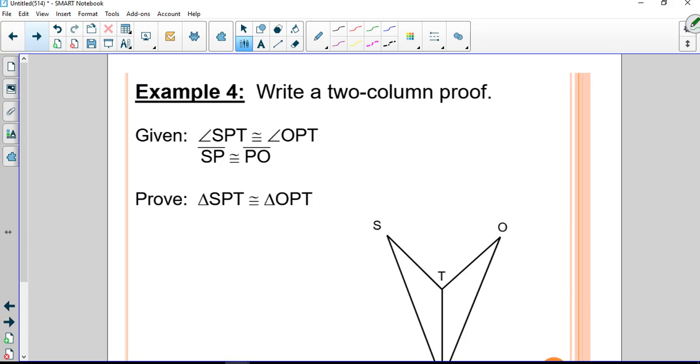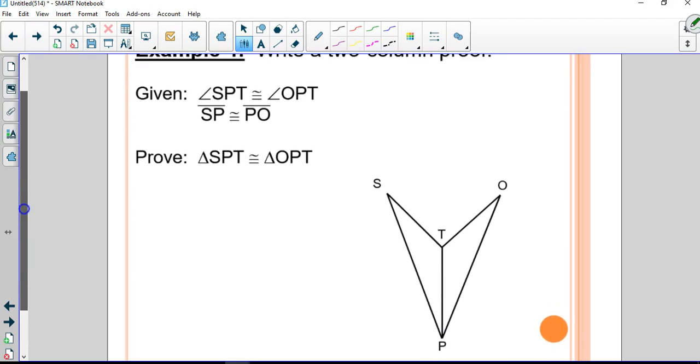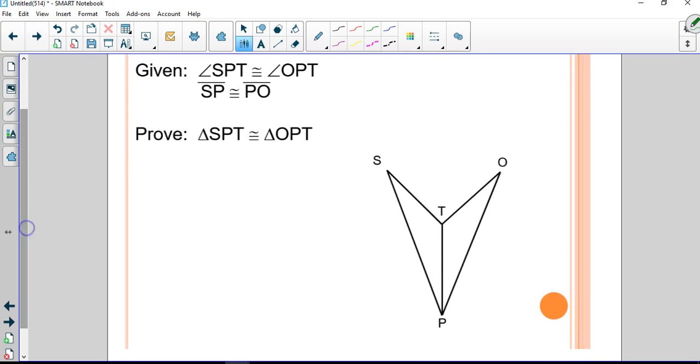Example 4. We have the Star Trek pad upside down. So SPT, where is that? S to the P to the T, that's right here. Is equal to OPT, so that's right here. So those two angles are equal. I just made it look like one angle mark, so I should kind of separate them out. I tried to do that, but I didn't. There we go. Those are equal to each other.